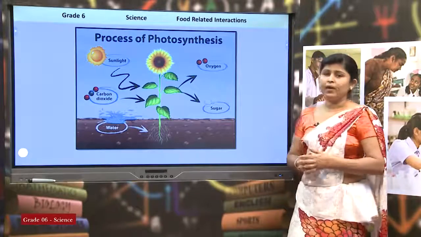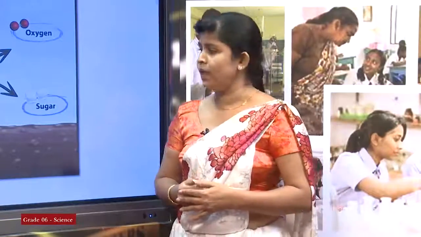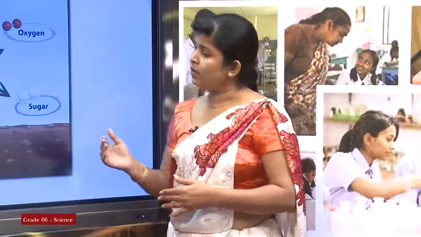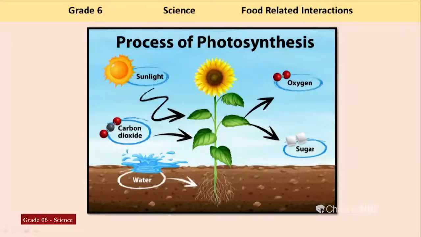Then there is water in the soil. The water available in the soil is known as soil water. Then through the roots of the plant, the water is absorbed into the plant. You can see the water is absorbed into the plant, right? Then in the presence of sunlight and chlorophyll, carbon dioxide and water are used as raw materials, and let's see the products of the process. Here are the products of the process: sugar and oxygen.